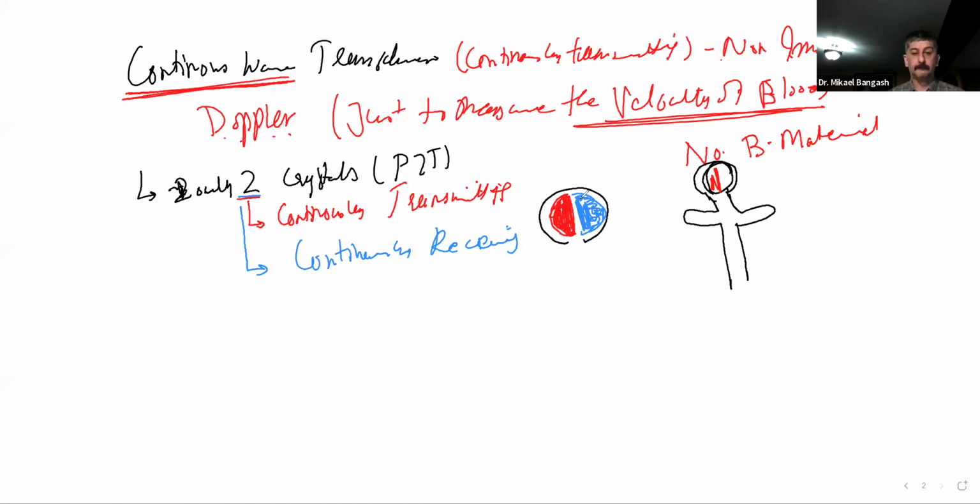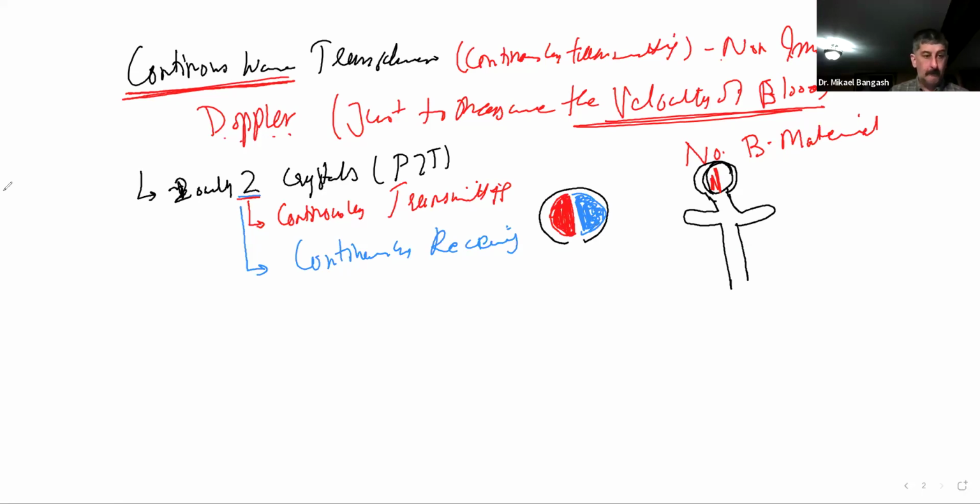Did you guys get that? So physically, only two PZTs side by side fit into the footprint, where one is going to be continuously transmitting and the other is going to be continuously receiving. Did you guys get that? Yep. Good. Okay.